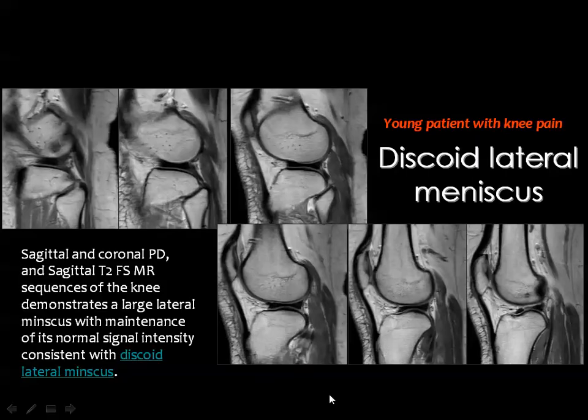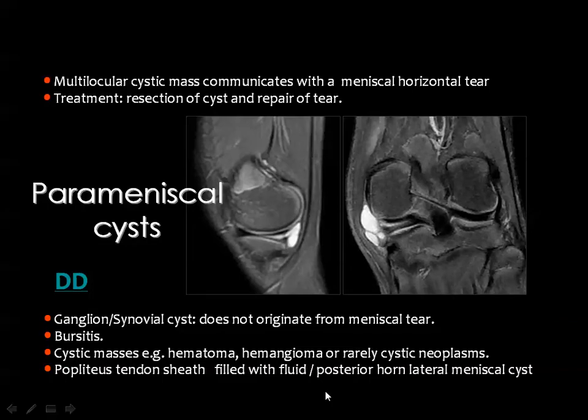Then the meniscal cyst, or what we call the parameniscal cyst, is a cyst containing fluid which is related to the base of a torn meniscus. Then you see here in this image, this is the anterior horn and this is the posterior horn which is torn, and you see a cystic lesion which is filled by fluid related to the base of a torn meniscus. This meniscal or parameniscal cyst is common on the lateral aspect of the knee, but can also occur on the medial aspect of the knee.